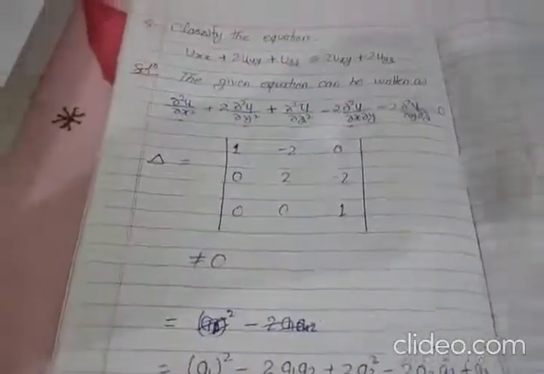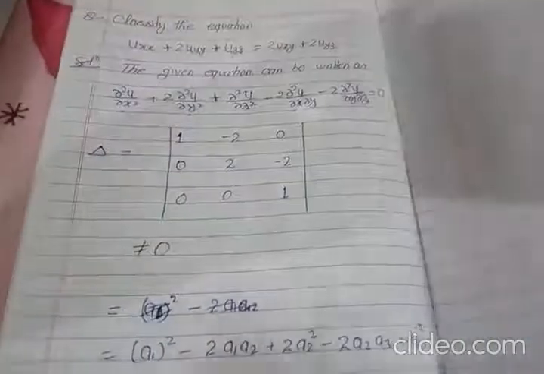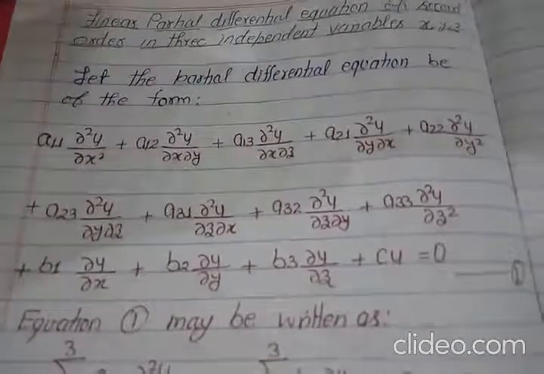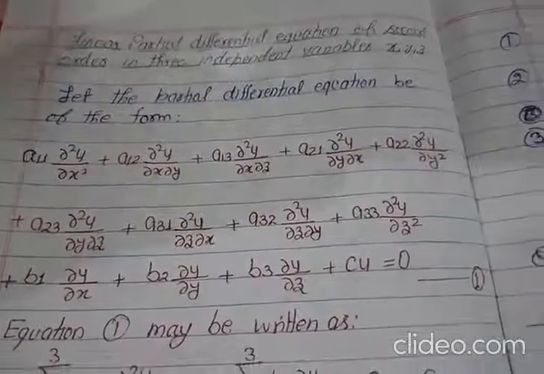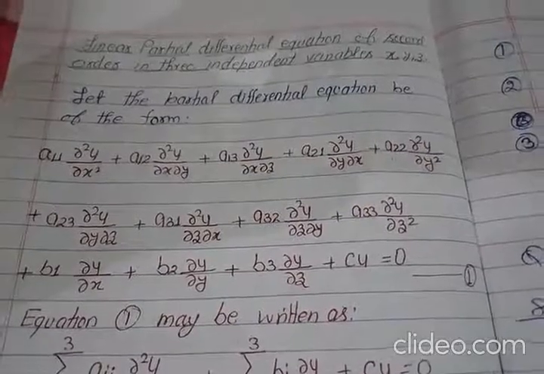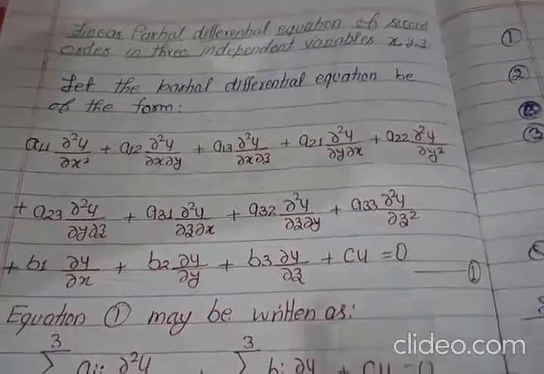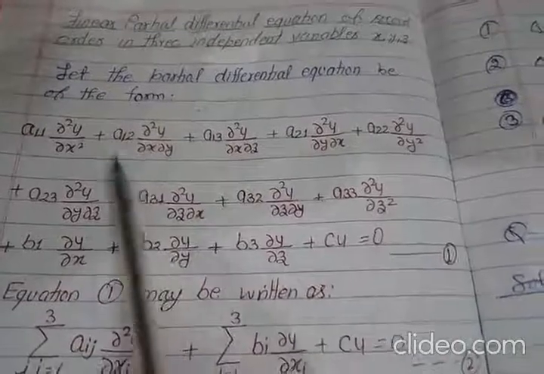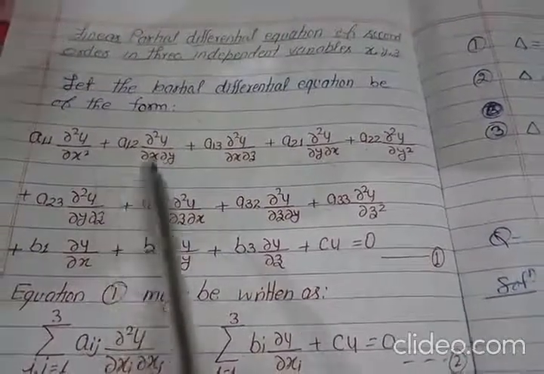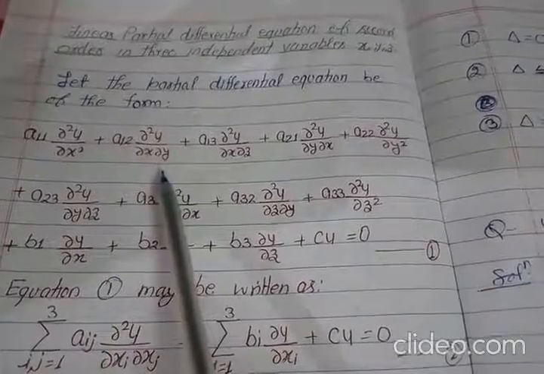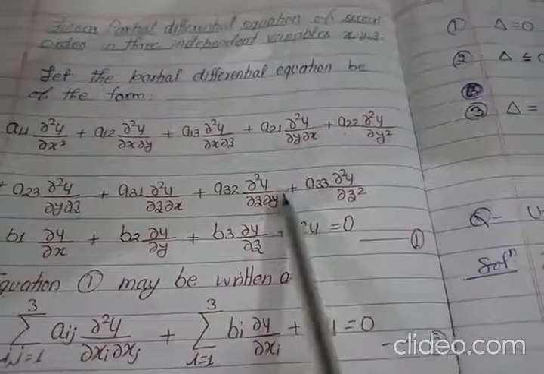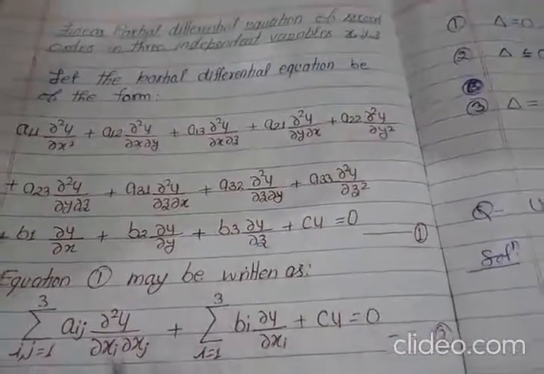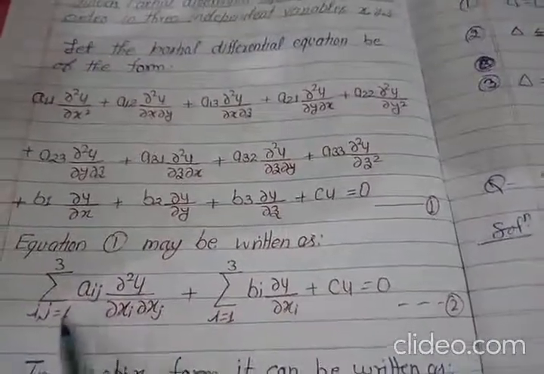Now, today we are going to study one more type of equation like this: a linear partial differential equation of second order in three independent variables. If we see this long equation 1, a11 del 2u upon del x square, a12 del 2u upon del x del y, a13 del 2u upon del x del z, and so on. Now in summation form this can be written as shown in the figure.